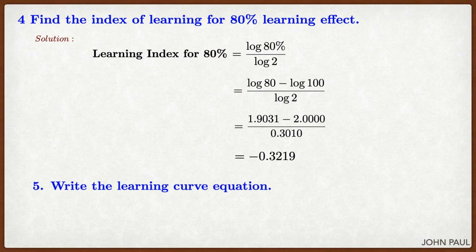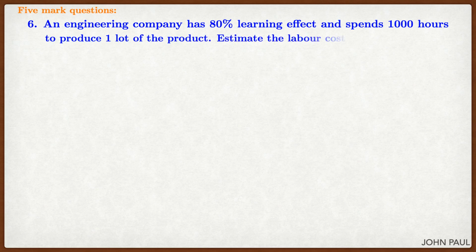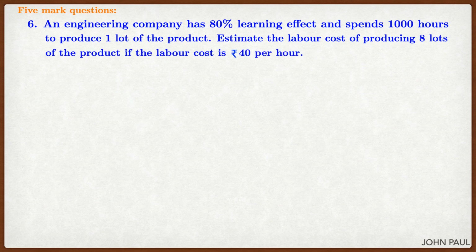Write the learning curve equation. We have seen the learning curve equation as y = a x^b. Five more questions. An engineering company has 80% learning effect and spends 1000 hours to produce one lot of the product. Estimate the labor cost of producing 8 lots of the product if the labor cost is rupees 40 per hour.